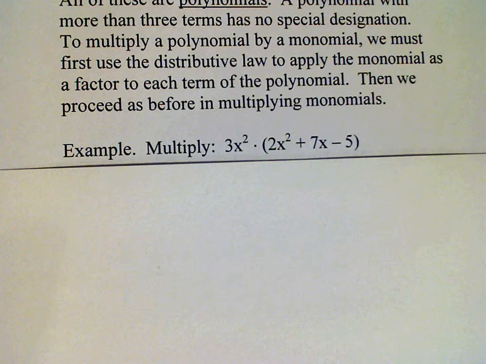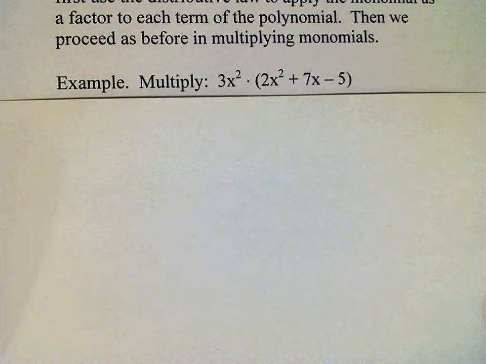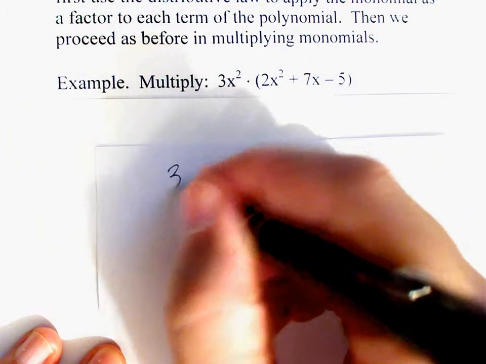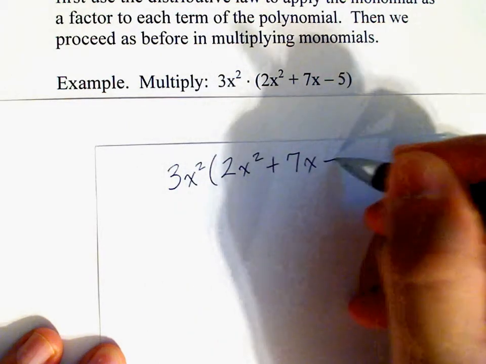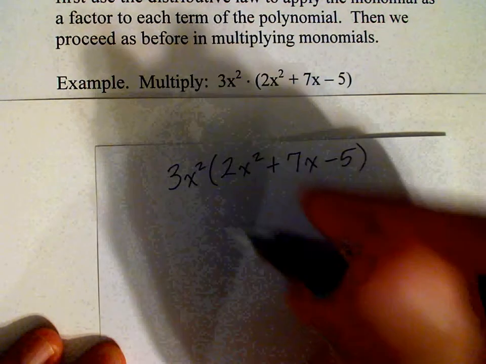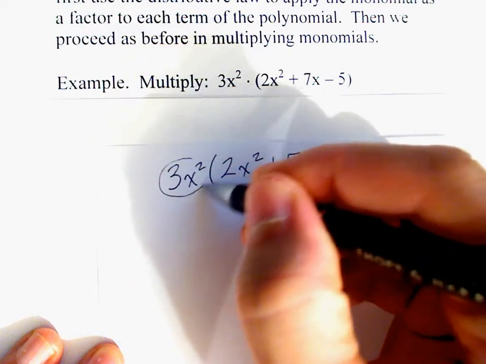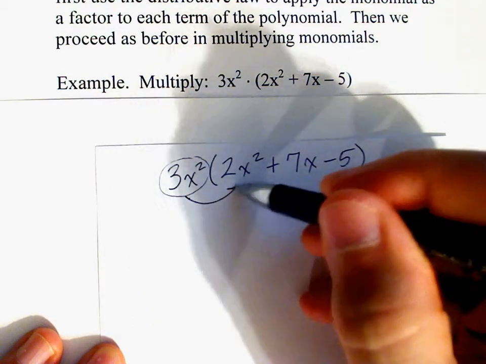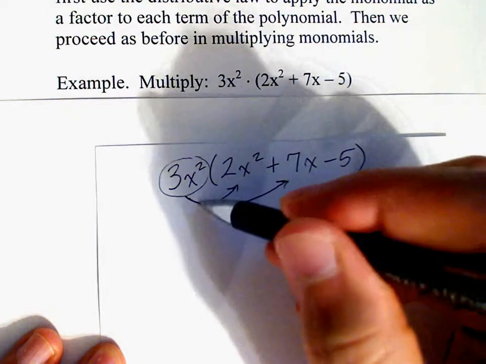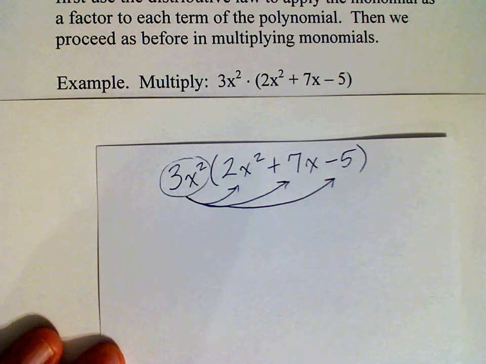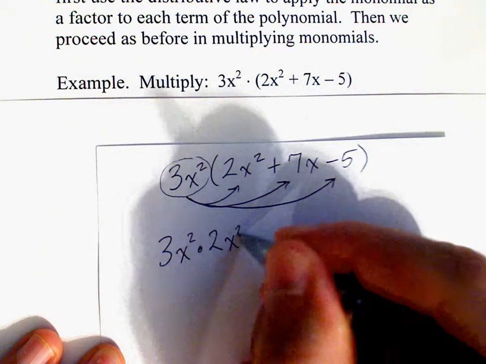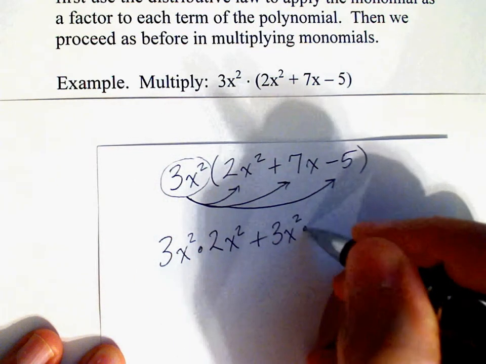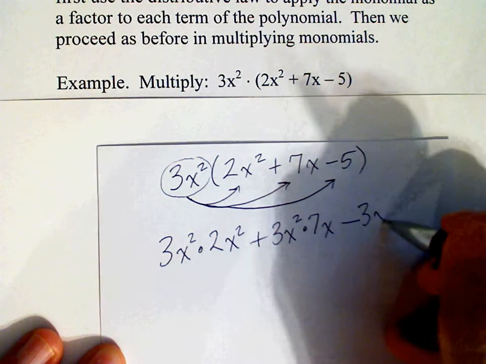So for example, we need to multiply 3x squared times 2x squared plus 7x minus 5. So we're going to consider this 3x squared as a unit and apply it in turn to each of the terms of the trinomial. So this will give us 3x squared times 2x squared plus 3x squared times 7x minus 3x squared times 5.